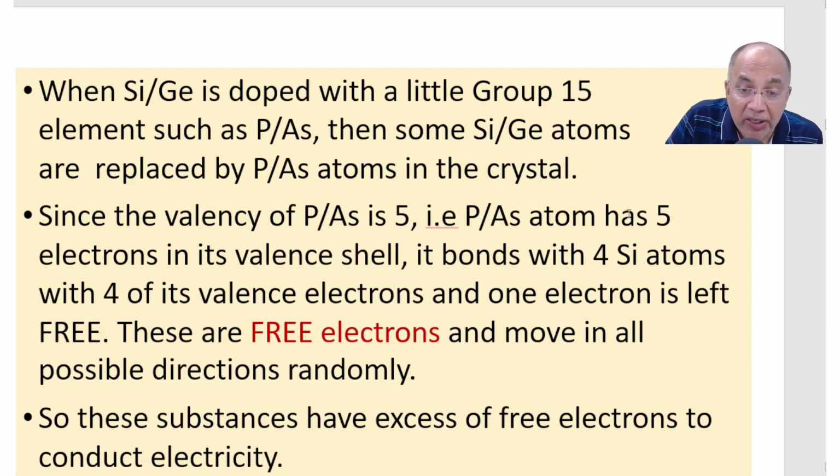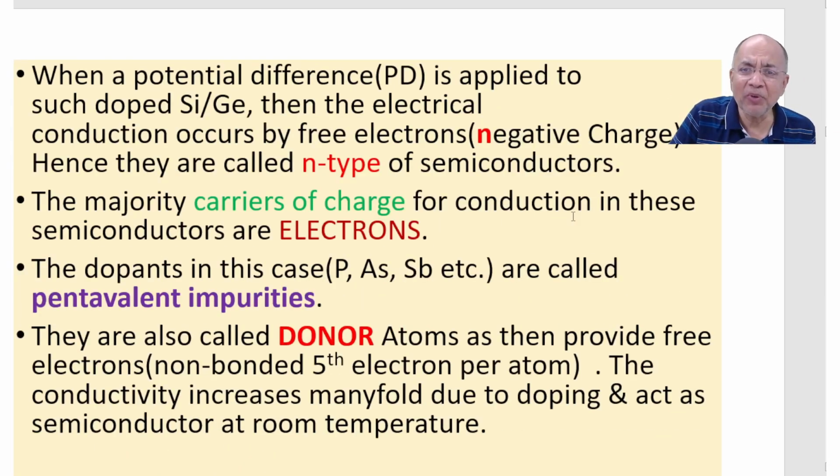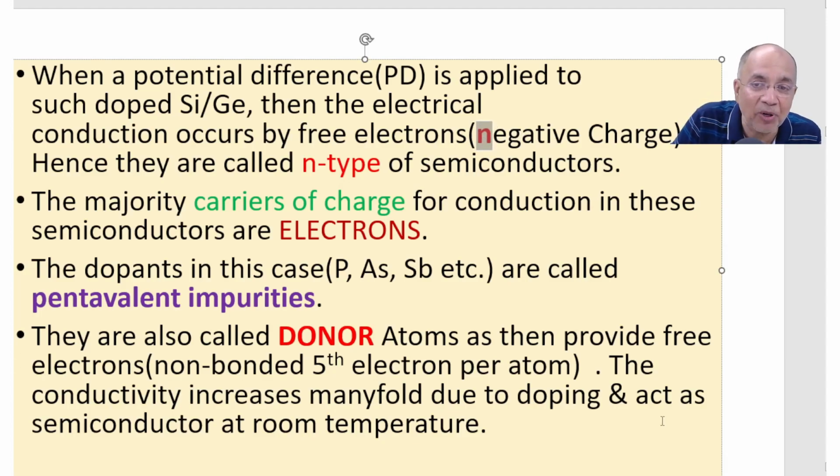Now this we have already discussed. So the charge carrier of this N type of semiconductor is mostly free electrons. We have already discussed that. Why do we call it N type? Because the conduction takes place by free electrons which are negatively charged. So N stands for negatively charged electrons, the heroes that conduct electricity.